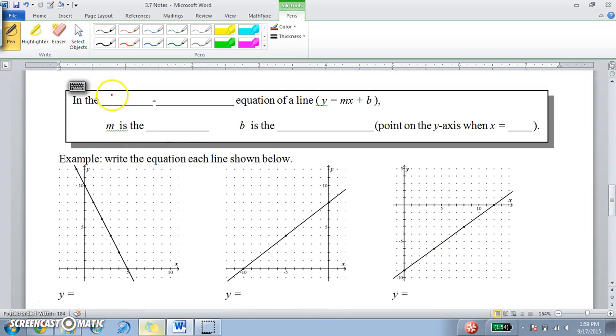So this should look familiar in the slope-intercept equation of a line. Y equals mx plus b. That should look familiar to you. M is the variable we use to represent slope, and b is the variable we represent the y-intercept with. So the y-intercept is the point on the y-axis where x equals 0.